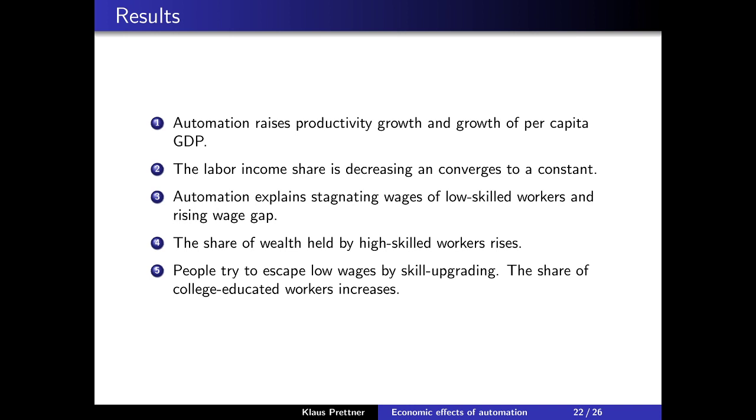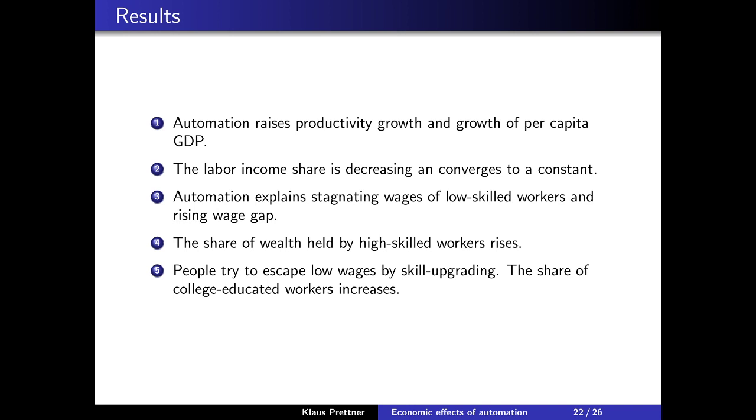However, 2 and 3 imply that the model can explain a declining labor income share and rising wage inequality, as the previous very simple model could explain, and as it is consistent with the empirical evidence. What we also have here is wealth heterogeneity, because the share of wealth held by high-skilled workers also rises in the model, and this is again consistent with empirical findings, for example by Thomas Piketty and co-authors, that wealth concentration actually rose over the past decades.